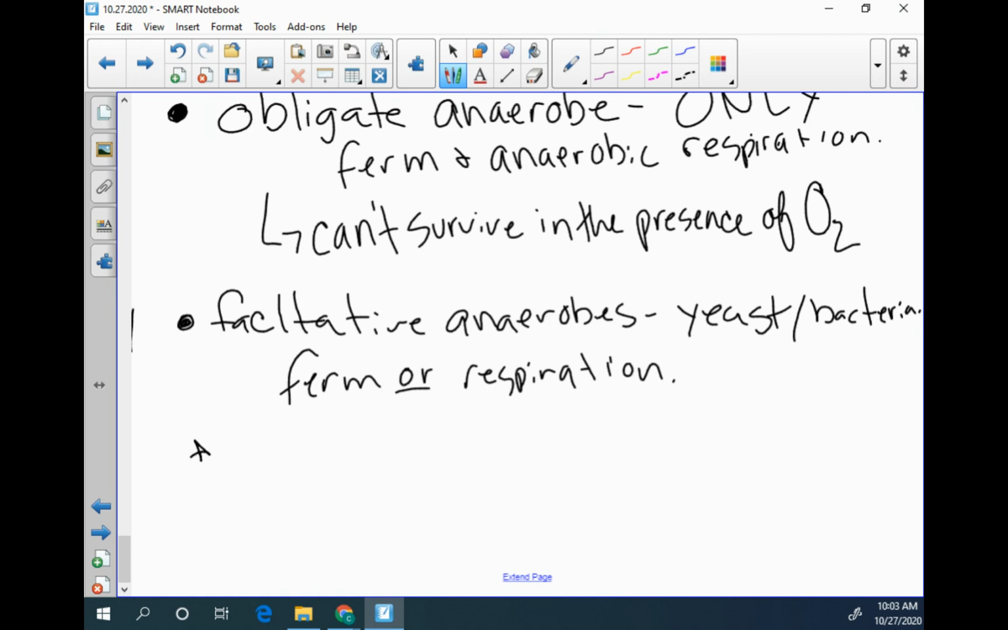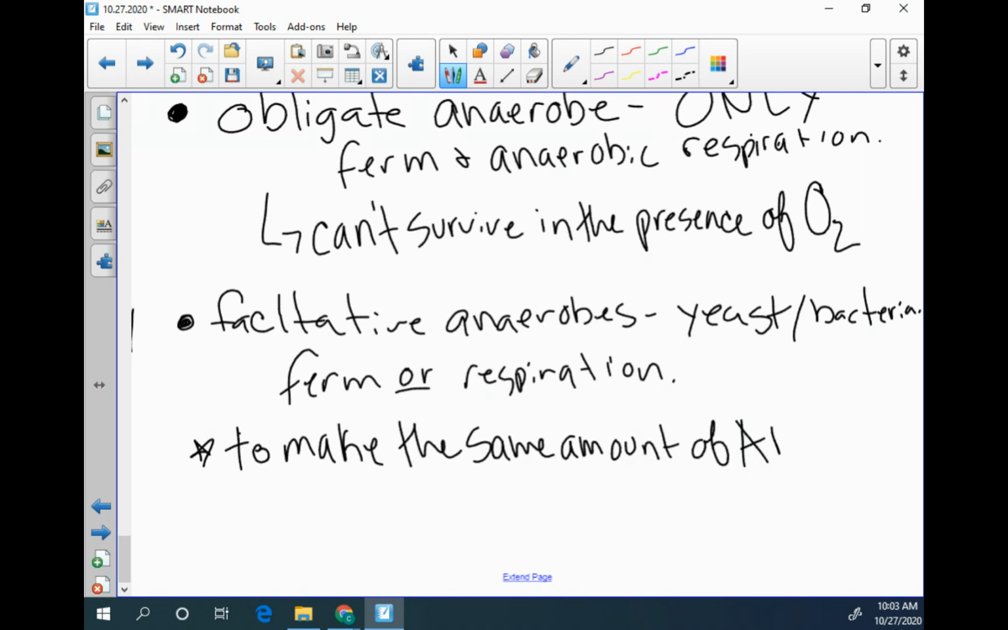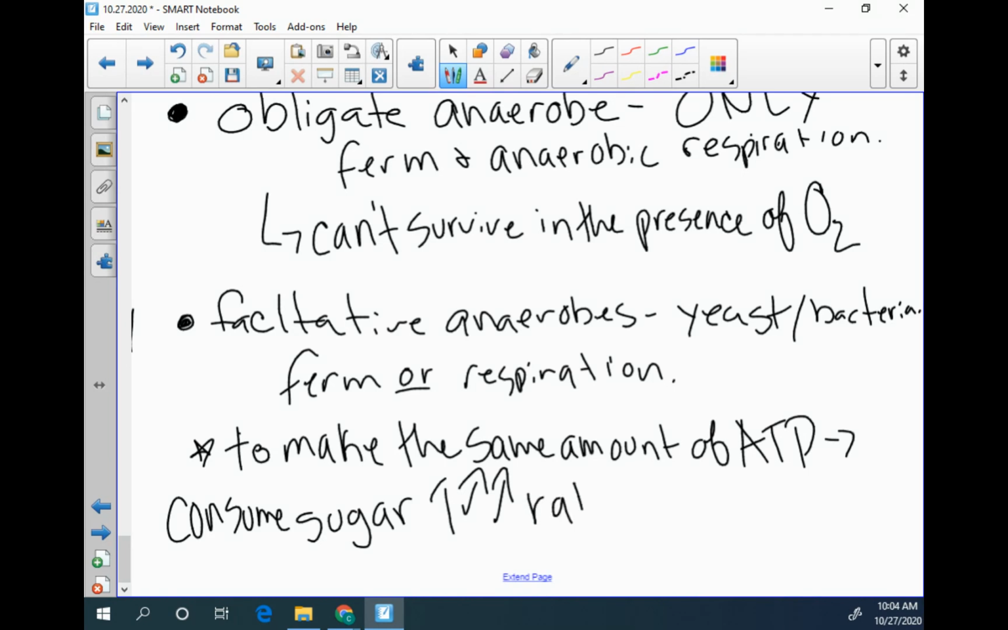But there is a caveat here. To make the same amount of ATP, they have to consume sugar at a much, much higher rate while fermenting. So if they're in an environment with no oxygen but have plenty of sugars available, then they'll be fine. They can make the same amount of ATP as they would regardless. Any questions about this?